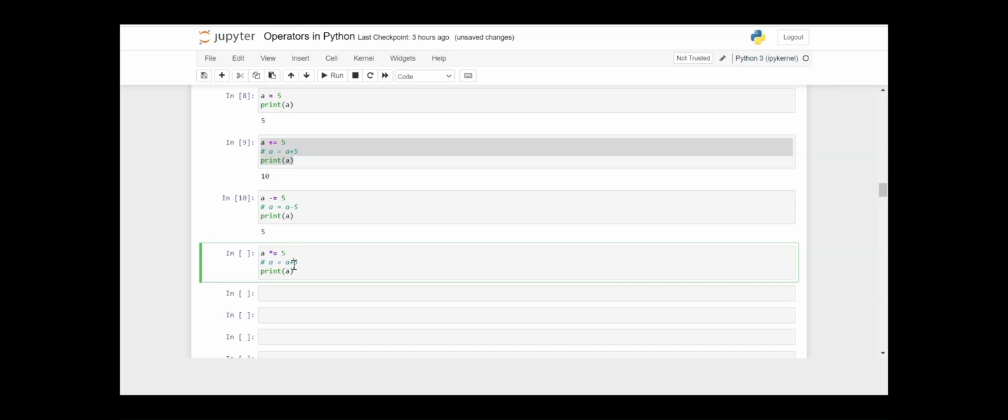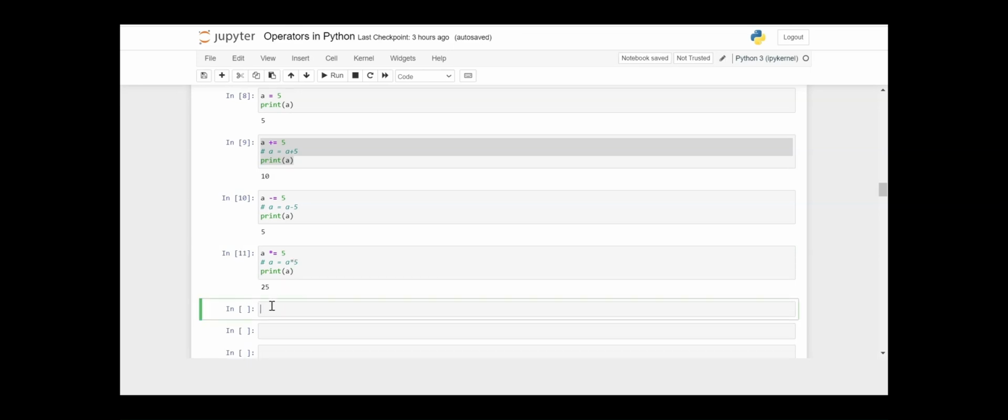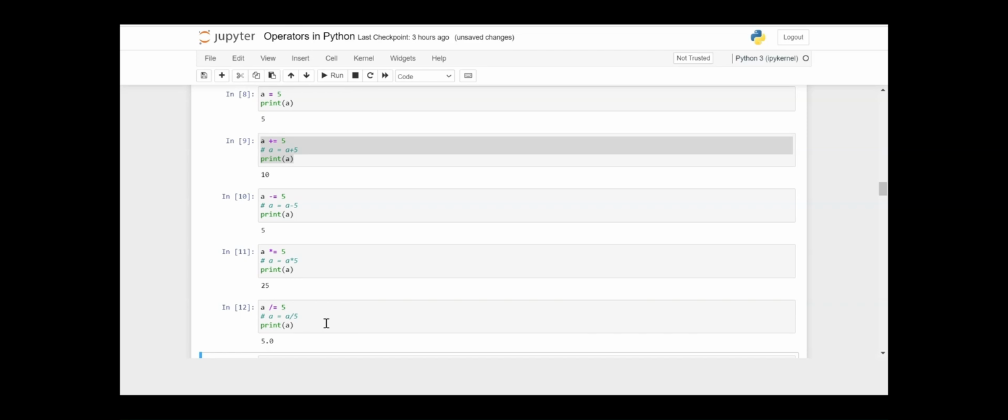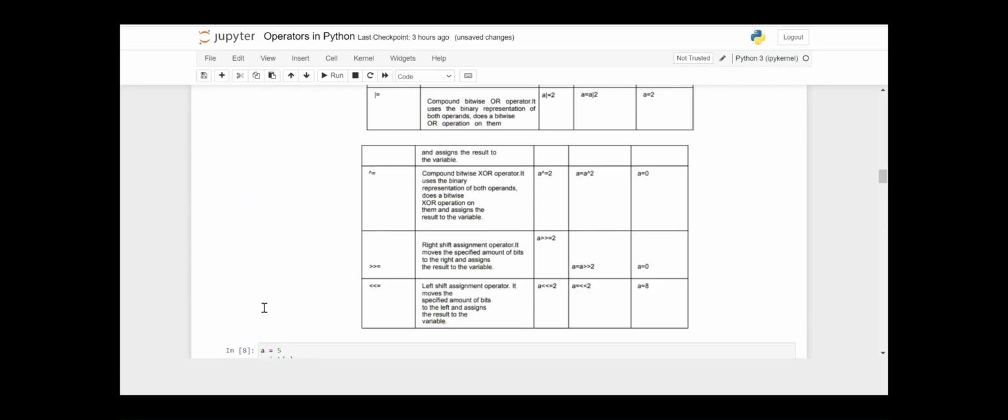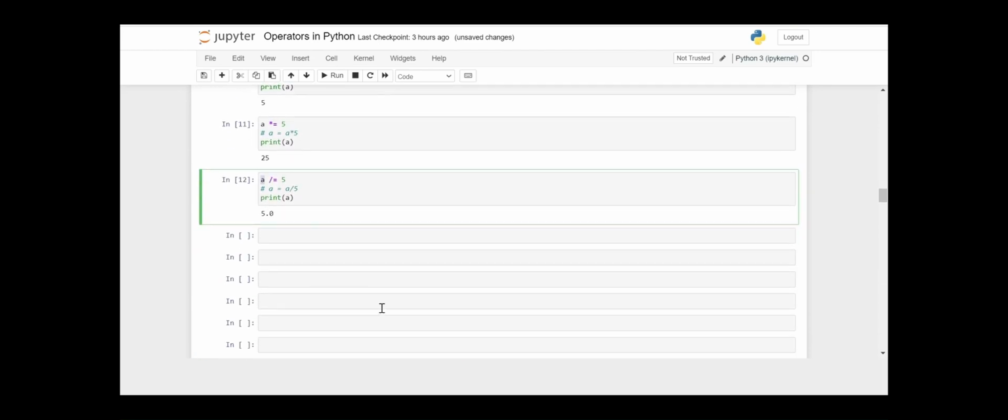Now we're going to multiply it. The value of A is 5 here, so 5 into 5 is going to give us 25. Now we are going to divide: 25 divided by 5. Why 25? Because we've changed the value of A. 25 divided by 5 gives us 5, so A is going to be 5. Changes are made in and stored in the left hand side operand. So we've done up till here.